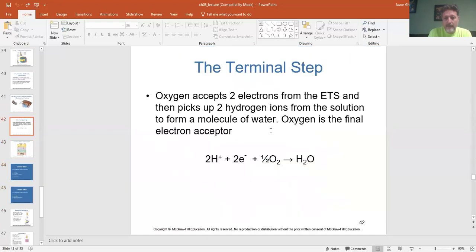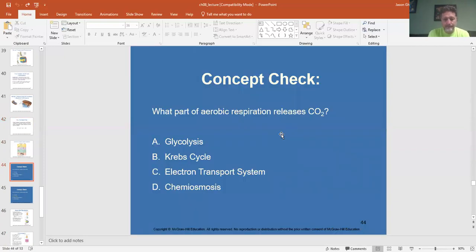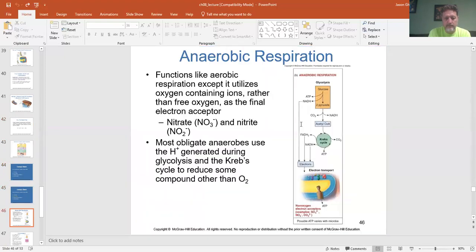Remember, again, the final oxygen is the final electron acceptor in aerobic respiration. So again, here, which part of aerobic respiration releases CO2, or should we say most CO2, glycolysis or Krebs cycle?